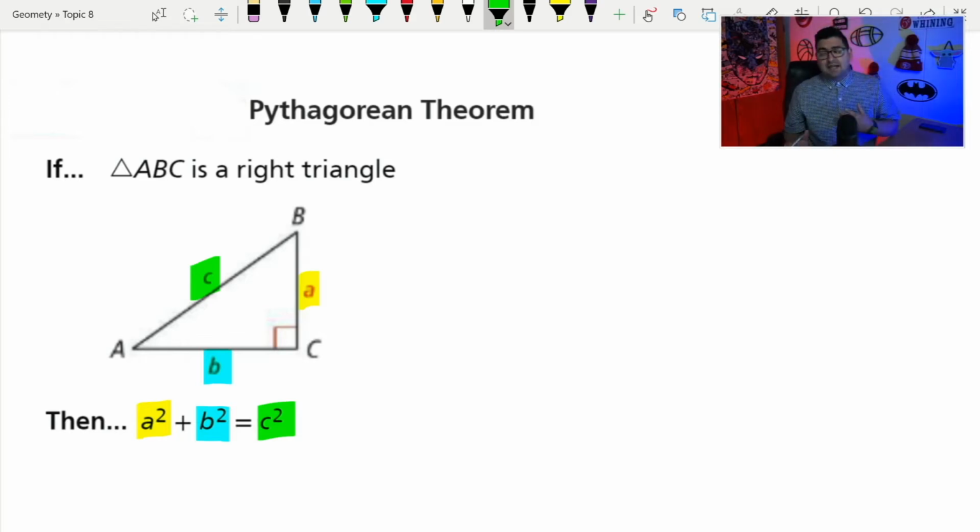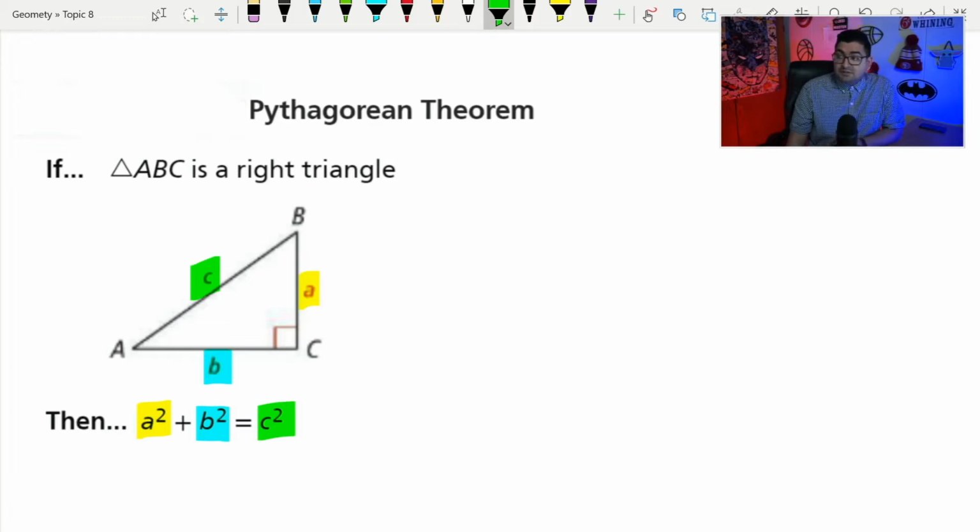Now, A and B can actually be switched around, but if you want to keep a pattern, I would say go from smallest to largest, where A is the smallest, B is the medium-size side, and C is the longest, if you want to do it the same way every single time. But in reality, it doesn't matter which leg they give you, you can switch them around.